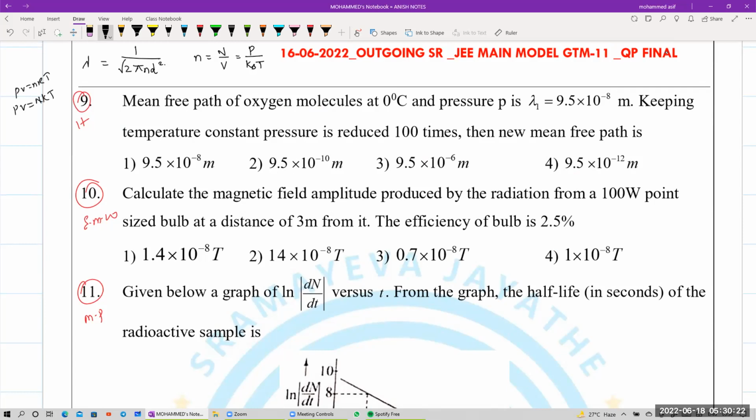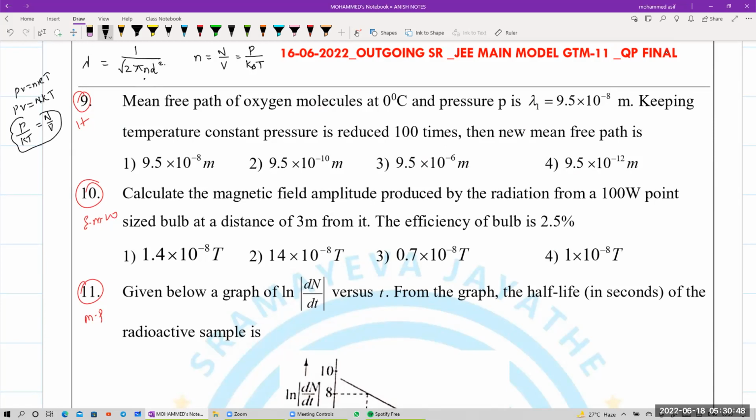So the n value will be equal to capital N divided by V. So capital N divided by V will be equal to P by kT, from the ideal gas equation. So I got the value of n right now.